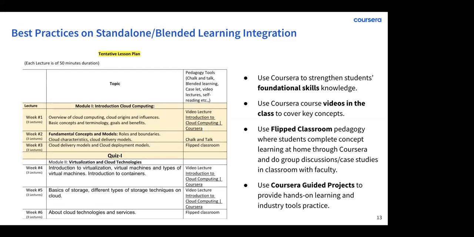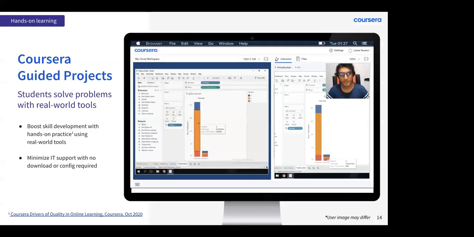For example, when you are creating your lecture plan, maybe for a topic like cloud computing, you can definitely integrate some of the Coursera videos in your classroom. You can show it to your students and then you can basically discuss the same topics in your classroom, which we call the flipped classroom as well. We have talked about this.